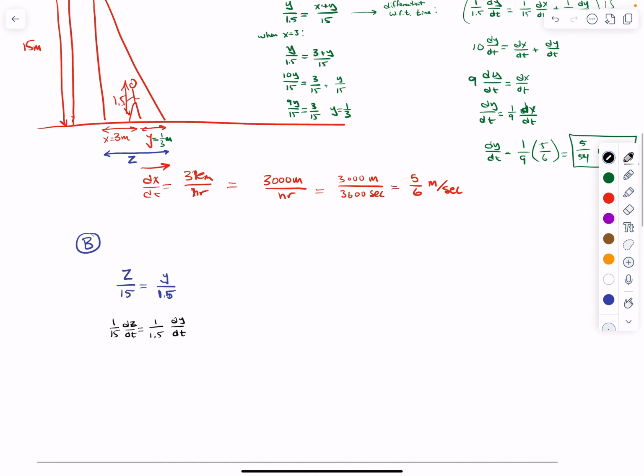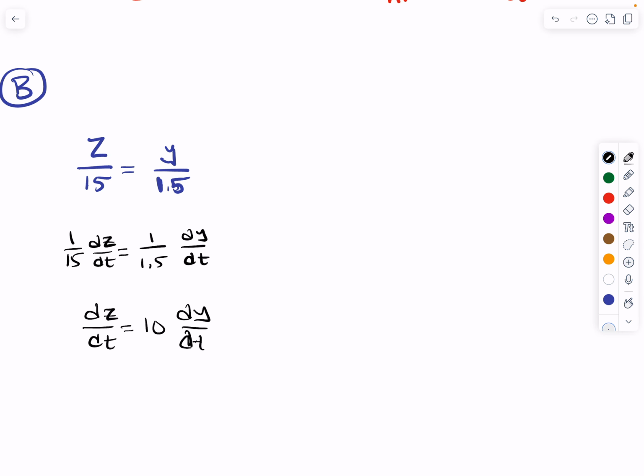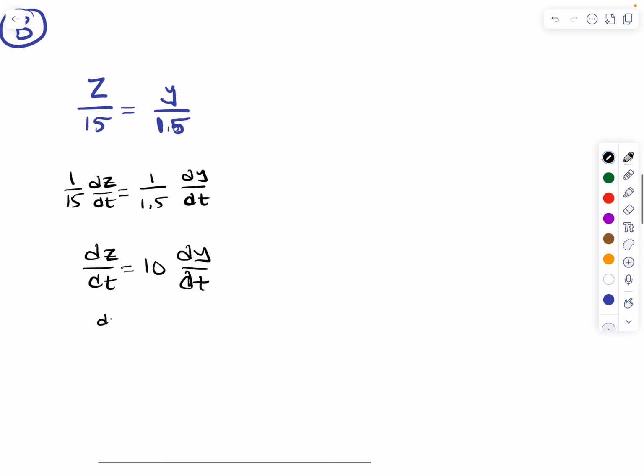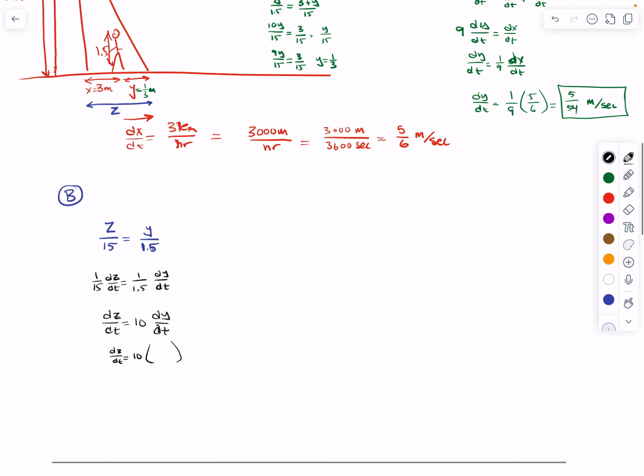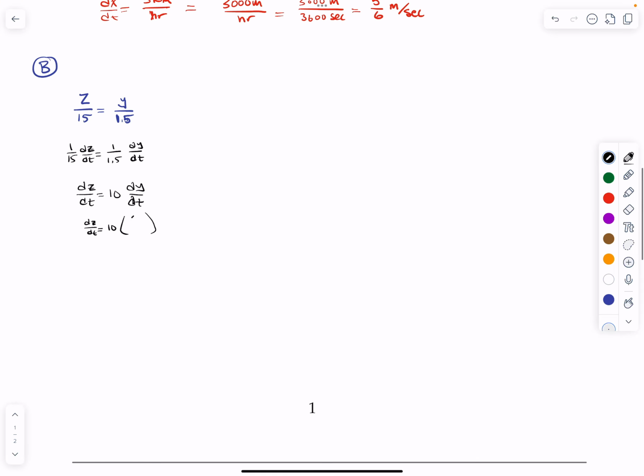Here again, I think it would be easiest if we multiply by 15. So dz over dt is equal to 10 dy over dt. And I guess that answers our question, because dz over dt is 10 times whatever dy over dt is, and it's irregardless of where you are, how far you are. It's 10 times 5 over 54, which is going to be 50 over 54 meters per second.